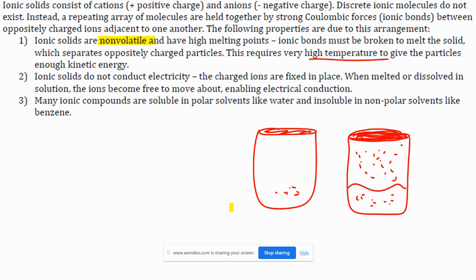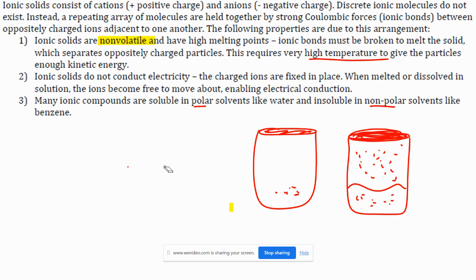Many ionic compounds are soluble in solvents like water and insoluble in non-polar solvents like benzene. Why would they be soluble in water? What do you know about water? What do you know about polar and nonpolar? One is sort of a same charge on both sides, and one is connected. Okay. Yeah. So nonpolar means that molecule doesn't have a charge on either side. So no charge at all.